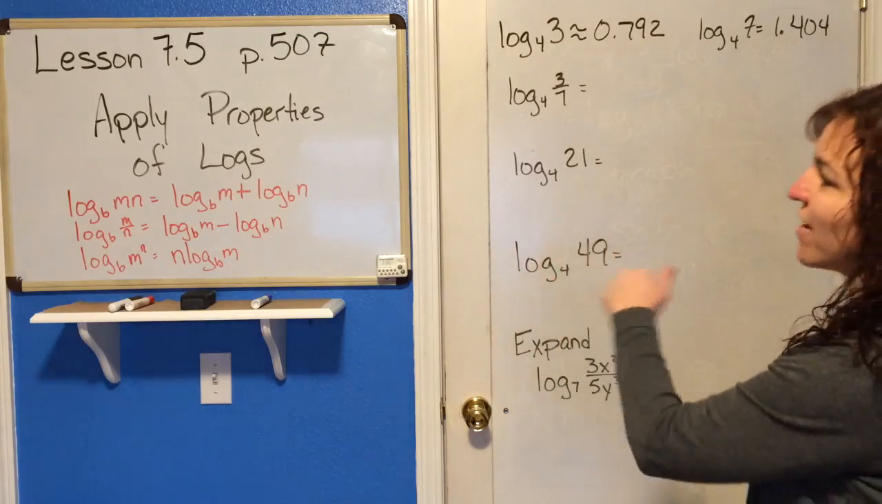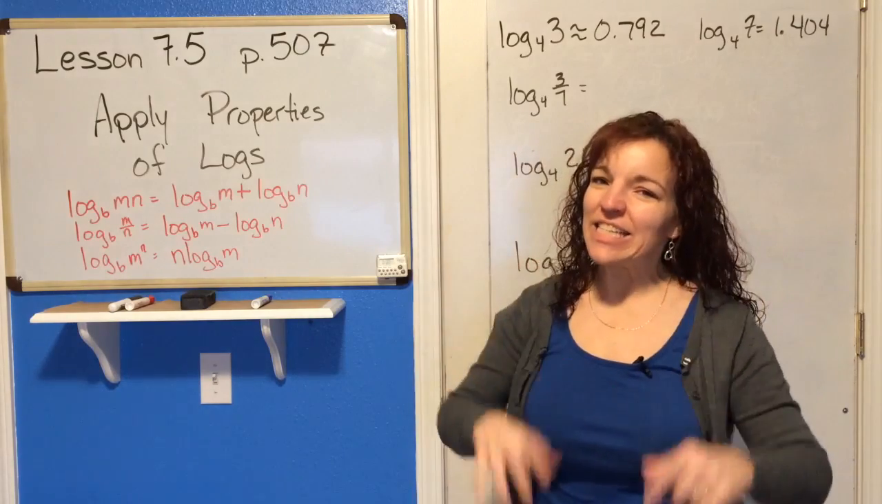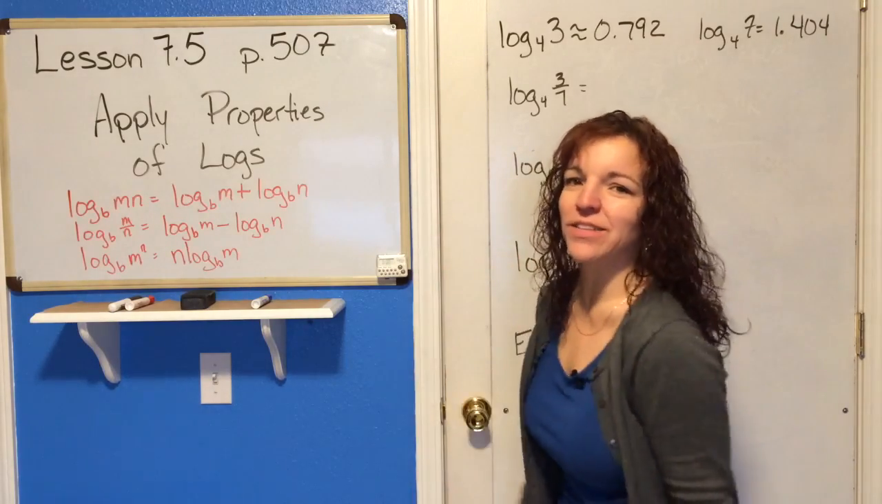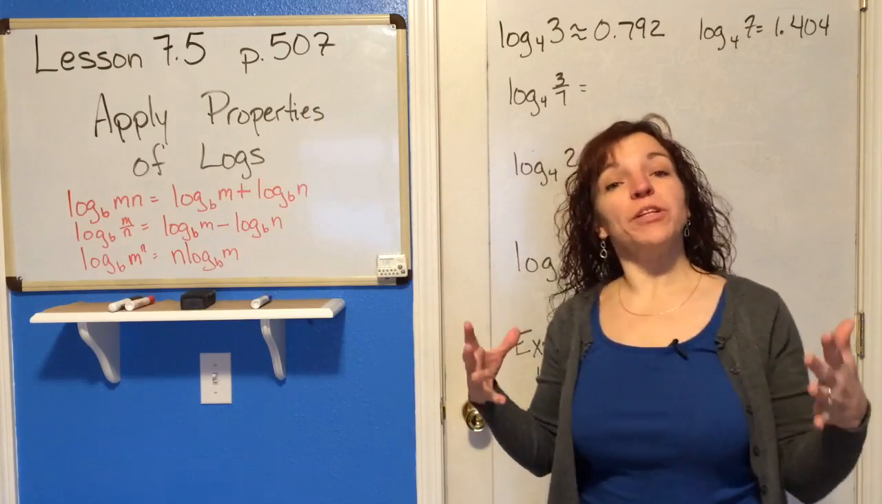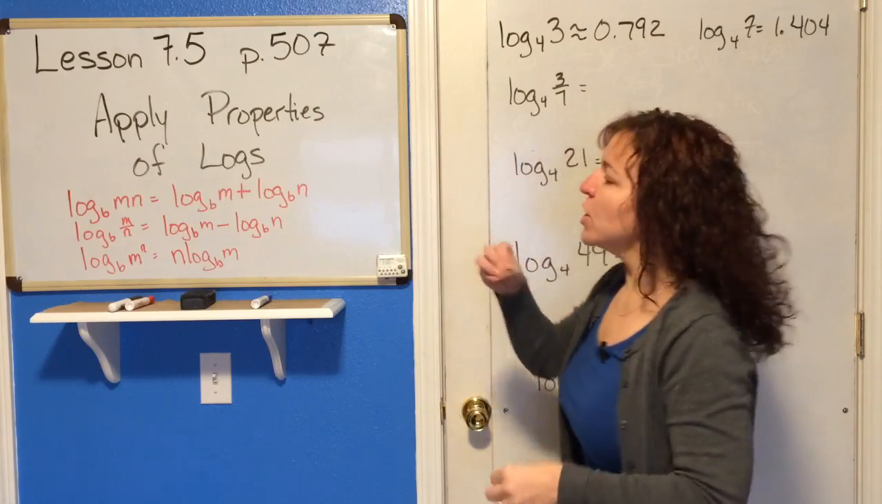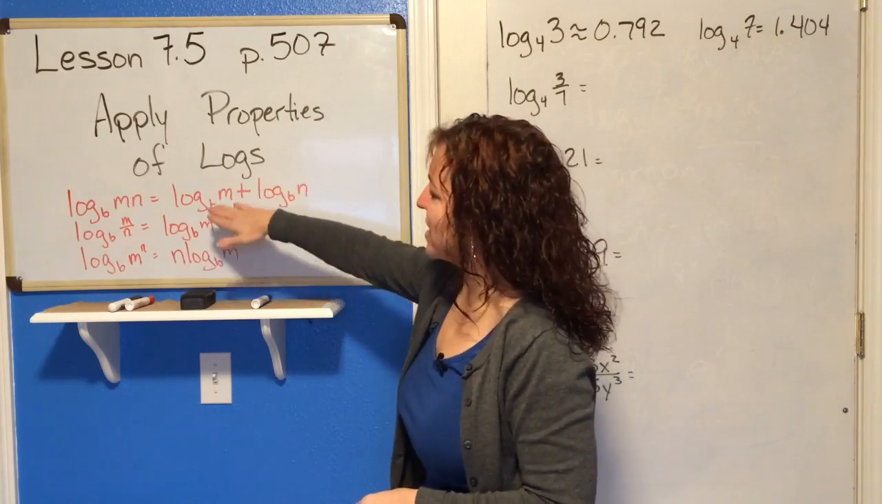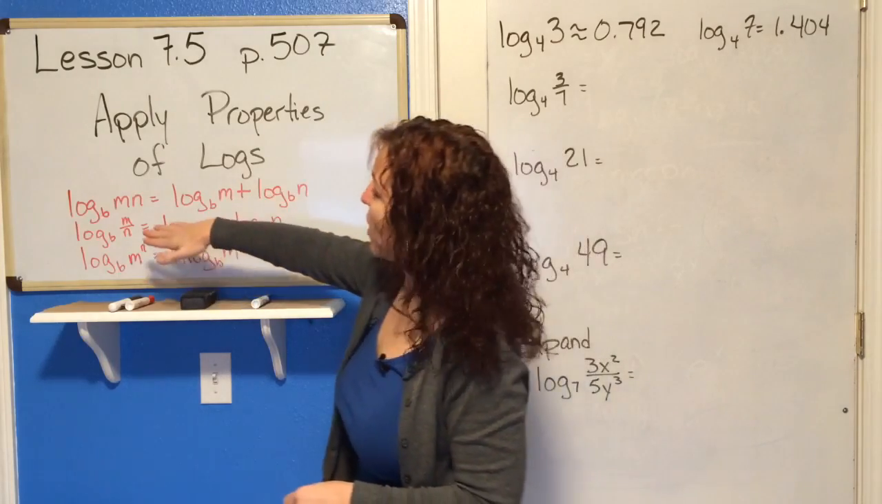Section 5 of Chapter 7, Apply Properties of Logs. This is actually really an easy, simple lesson. So here we go. Let's just relax. You've got to first know what the properties of the logs are. And properties means how we can use them, how they work. So I've got three listed: the product, the quotient, and the power properties.